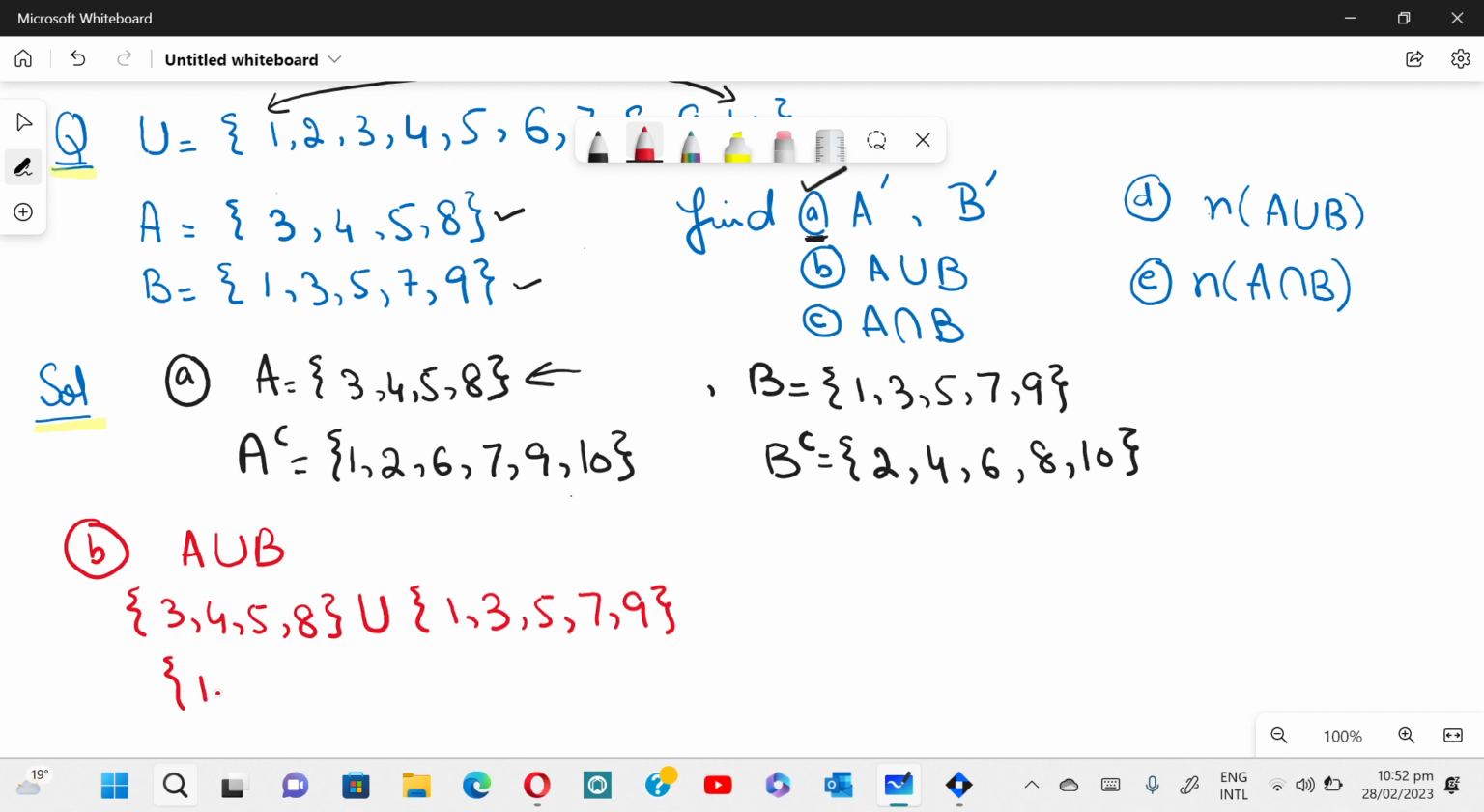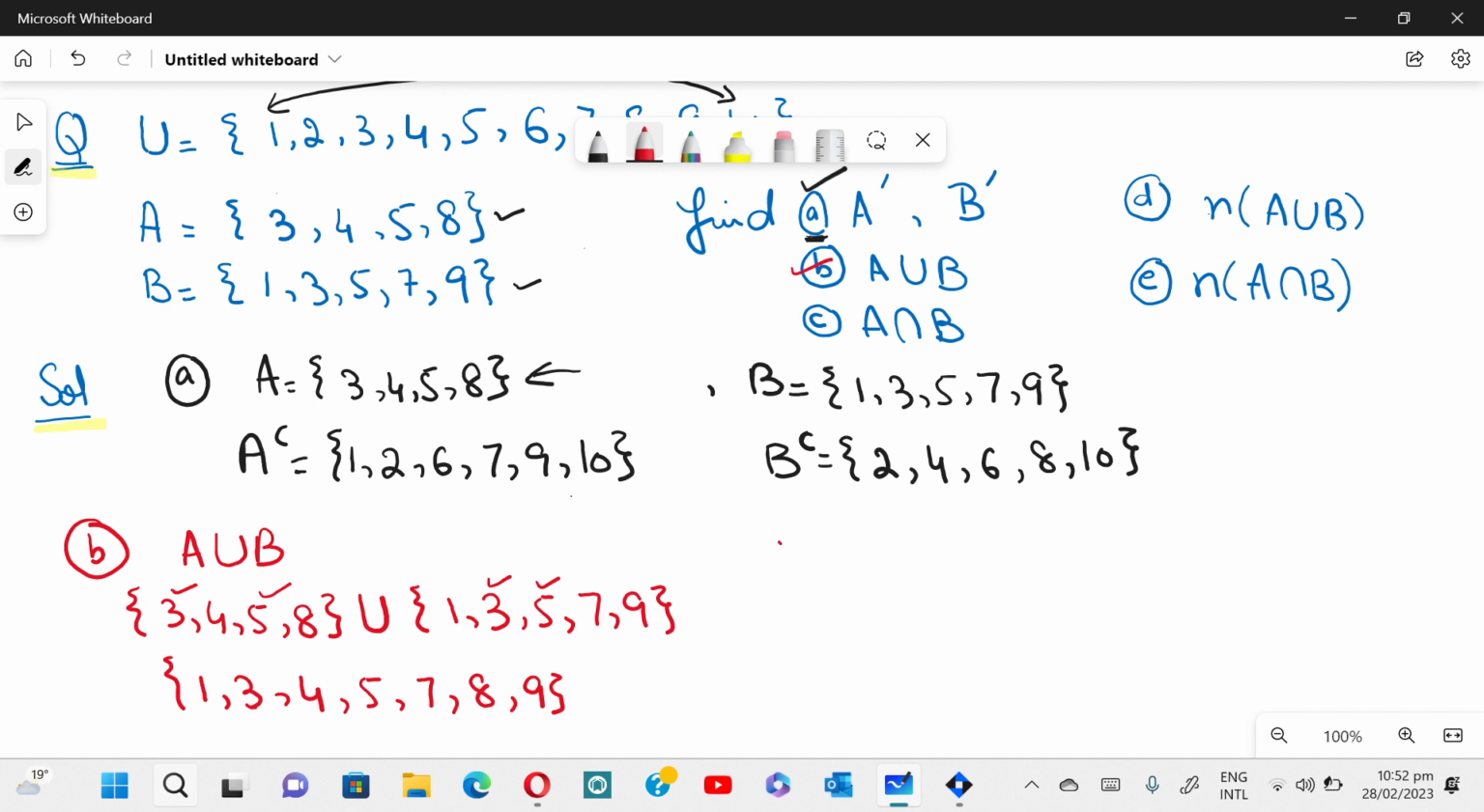So I have my 1, I have my 3 in both of them, the 4, 5, 7, 8 and 9 as well. You can see 5 is the repeating term as well as 3 is the repeating term, but I'm going to write it here only once because union says you have to write all of them but at least once. You don't need to write it in a double way. Now my part B is done.